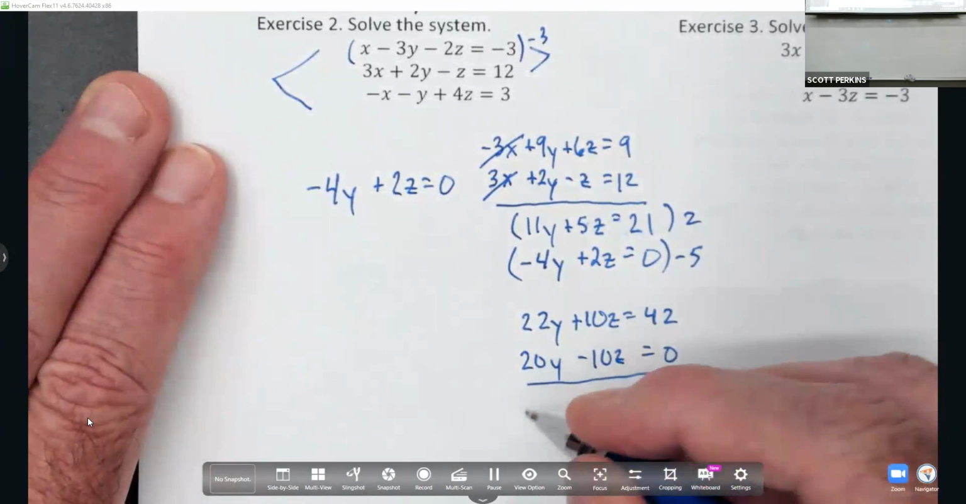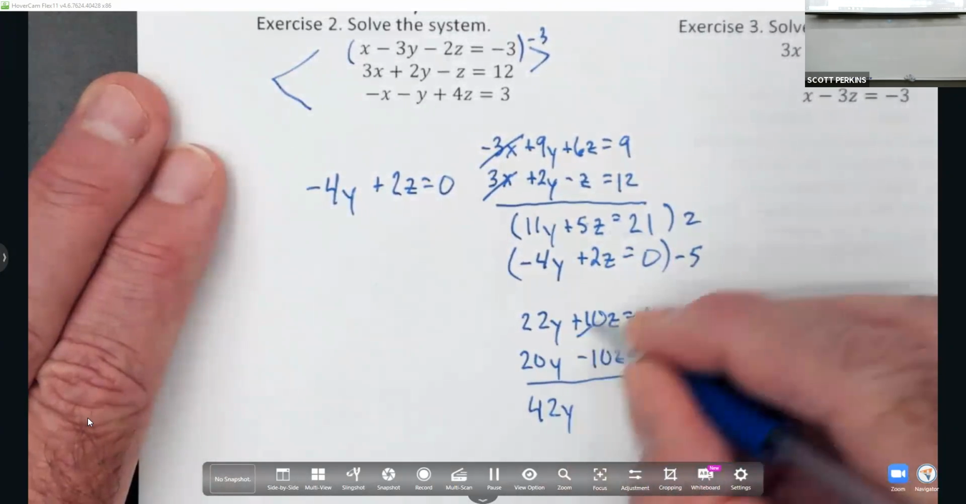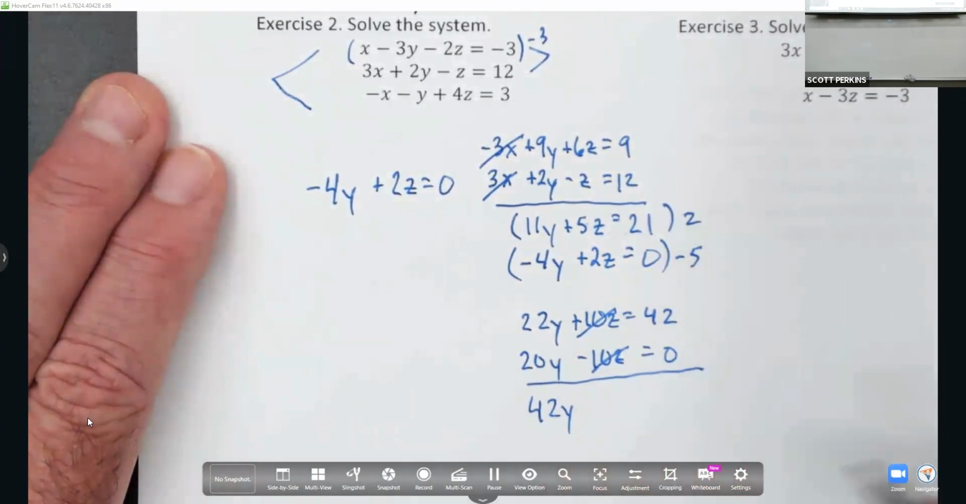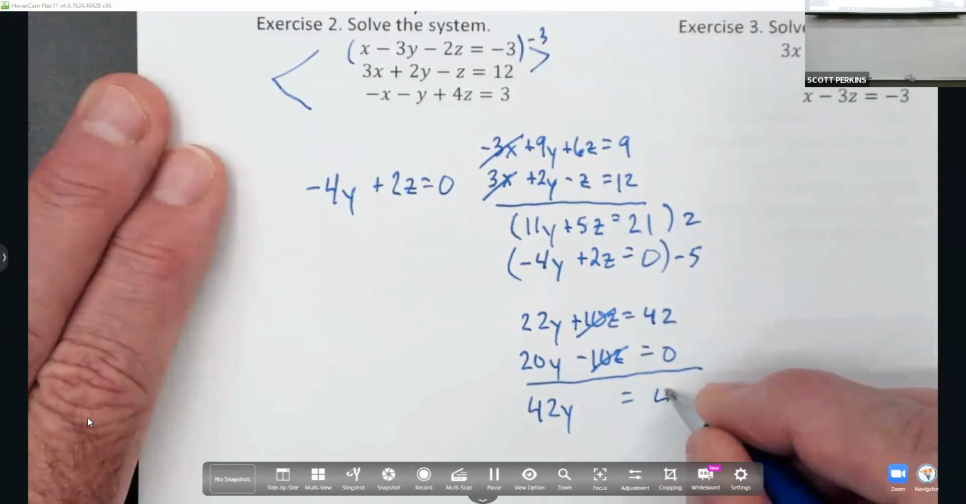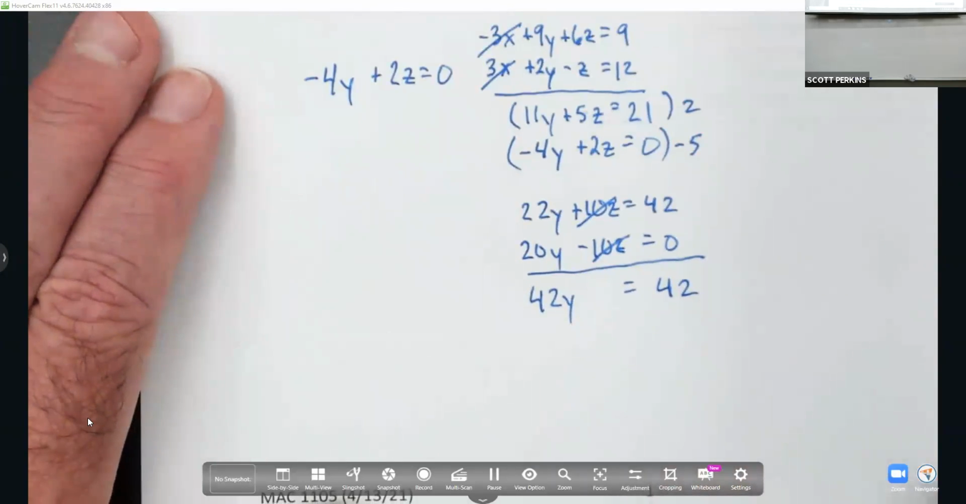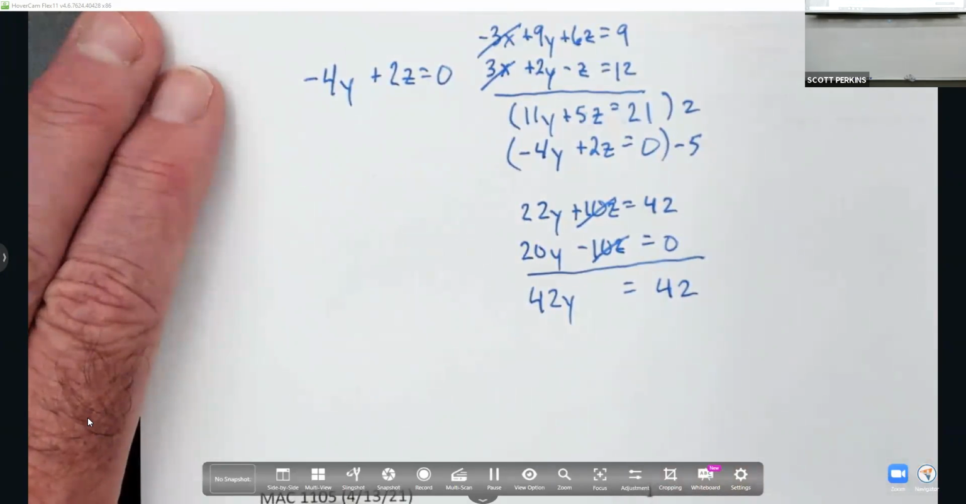22 plus 20, that's 42y. The z's cancel, which is what I wanted. And then 42 and 0 is 42. That works nicely. I'm going to give you a little hint for the test.